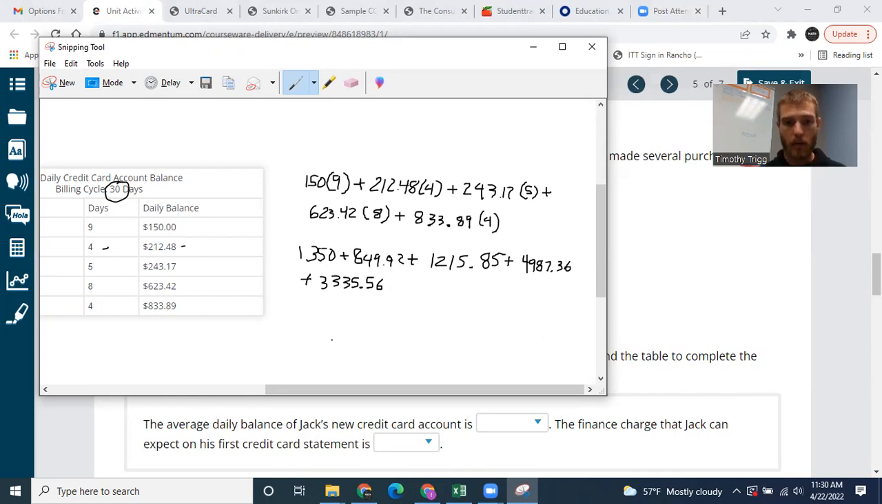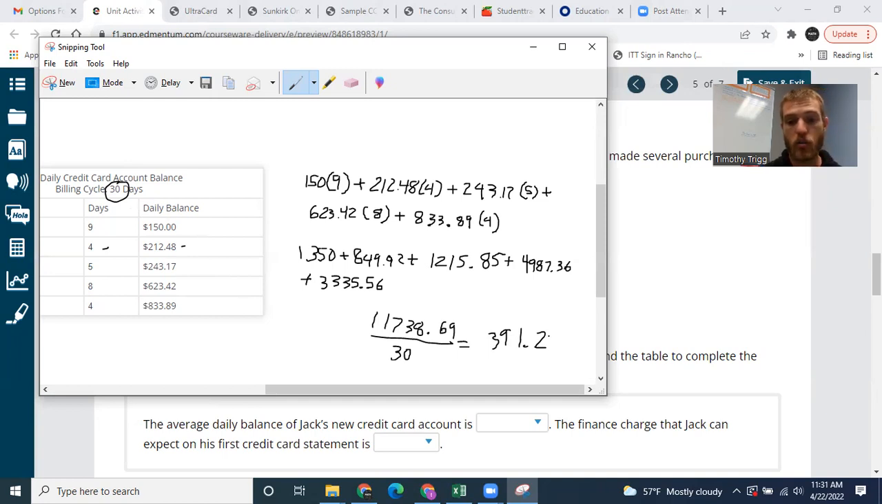So add all these together. 849.92 plus 1215.85 plus 4987.36, plus the last product. Okay, so the sum here is 11738.69, and then you divide by the number of days in the billing cycle. So in this case, 30 days. 30 days is a typical billing cycle, so that's good. So I've got 391.29.